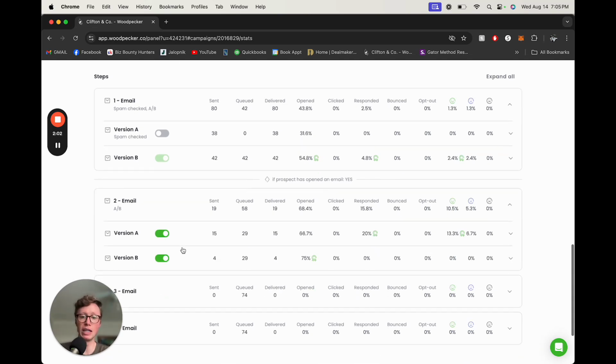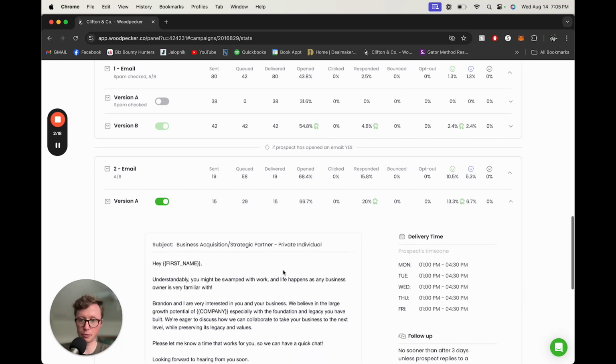So email 2, I also did testing. So we had a 75%, a 66%, but this one had a higher response rate. So is it due to the subject line? More than likely not, more likely the copy. But version A with that 66.7, business acquisition / strategic partner - private individual. So it doesn't have their business name in it like the first one did, but still showing strategic partner, growth partner, acquisition, trying to be open-ended and conveying that I'm a private individual.